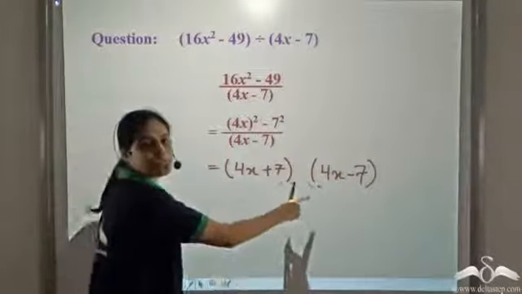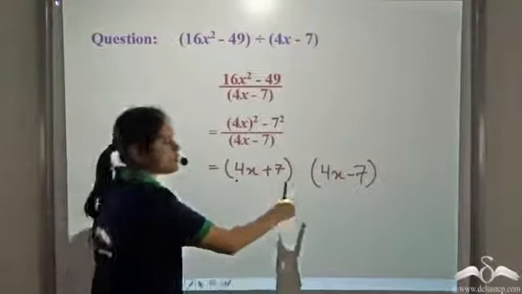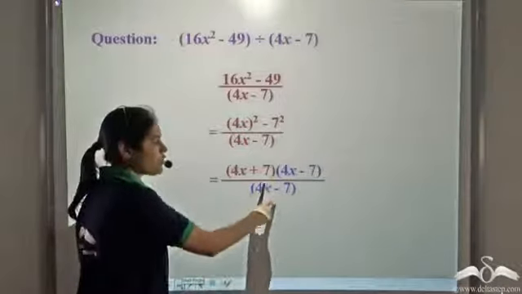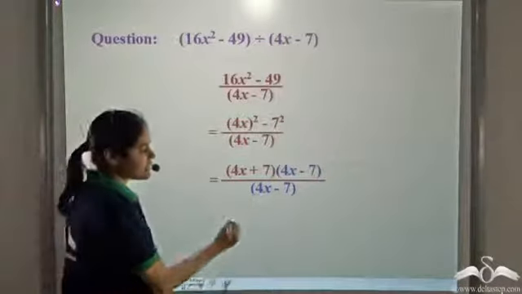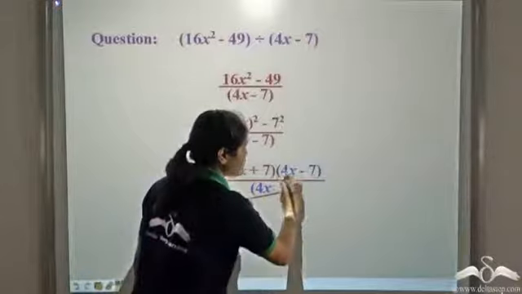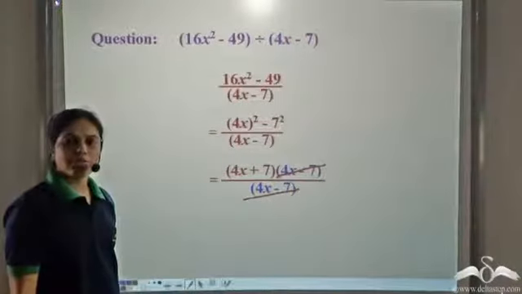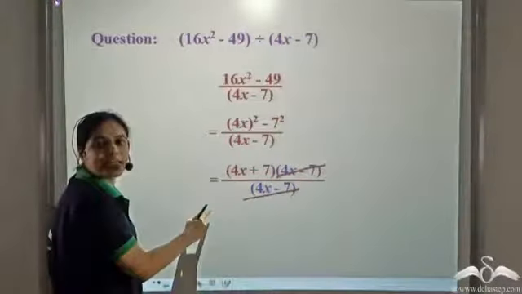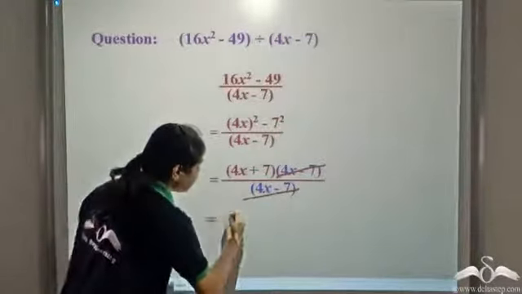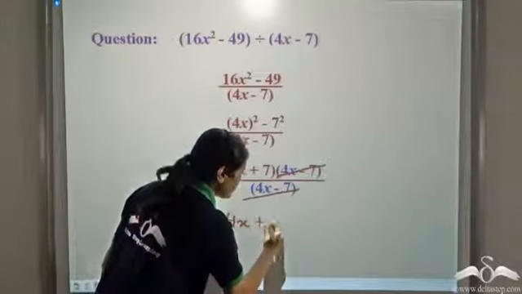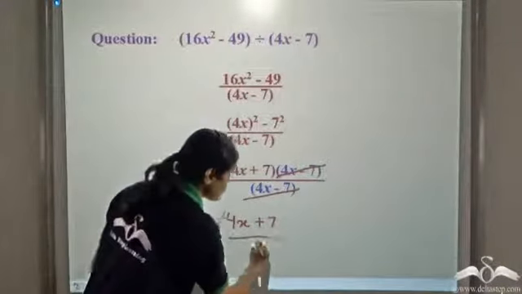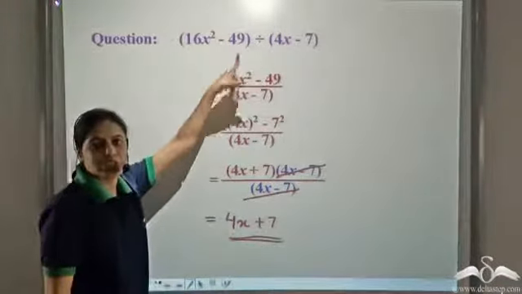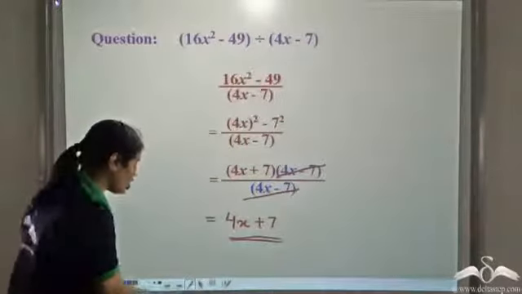We can write the numerator as this, 4x plus 7 into 4x minus 7. And the denominator remains 4x minus 7. Now we see that 4x minus 7 is common in numerator and denominator. So we can cancel it out. So 4x minus 7 gets cancelled and we are left with 4x plus 7. So this is the result of division of these two expressions. Now let us solve one more example.